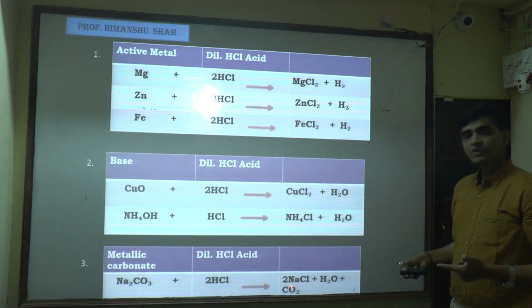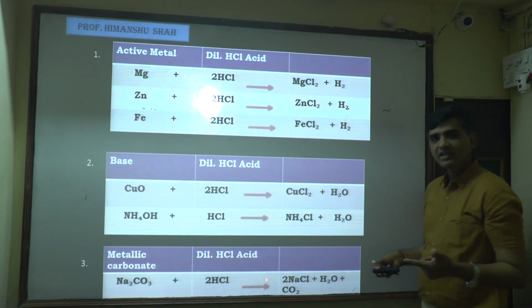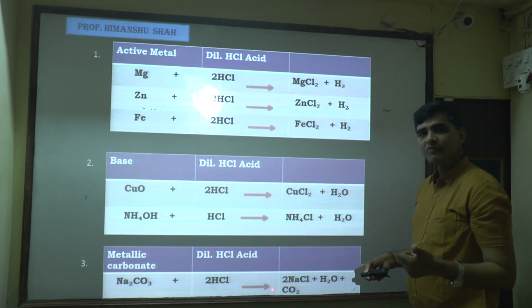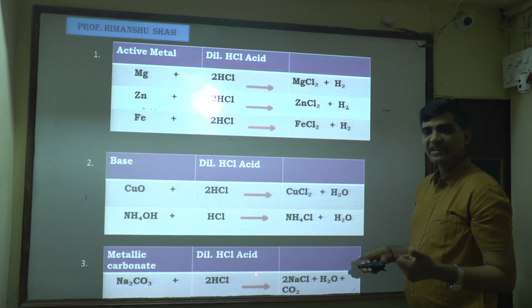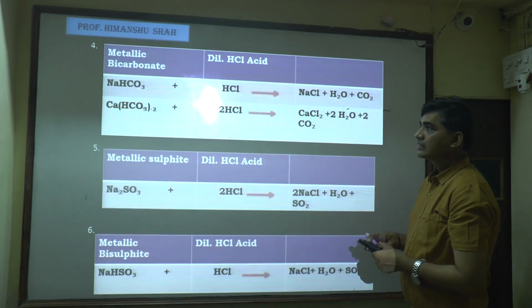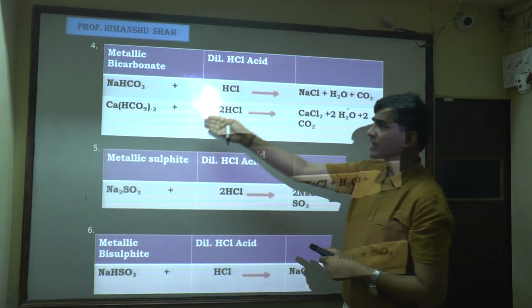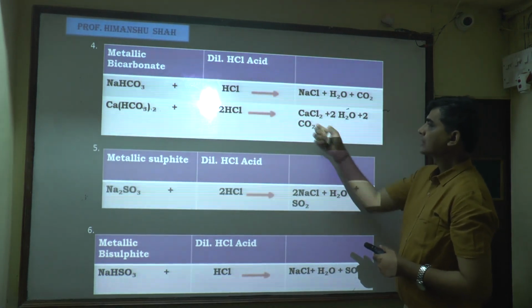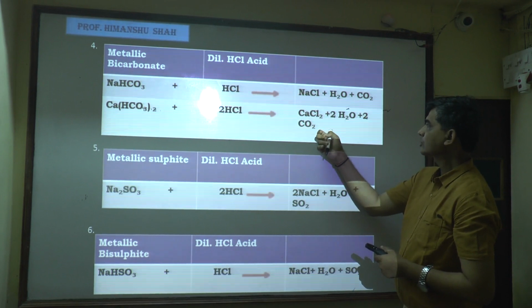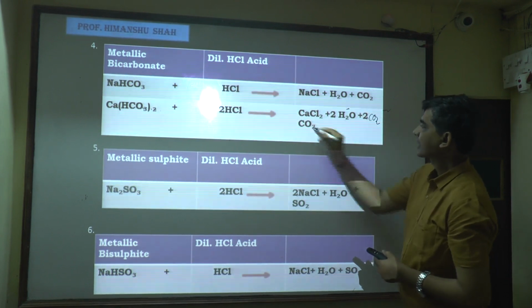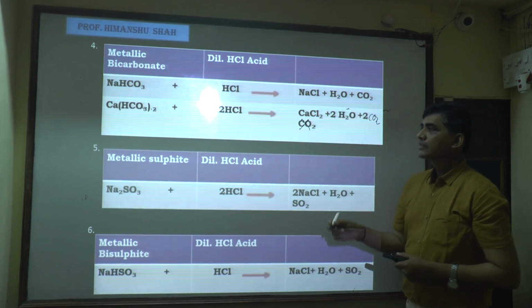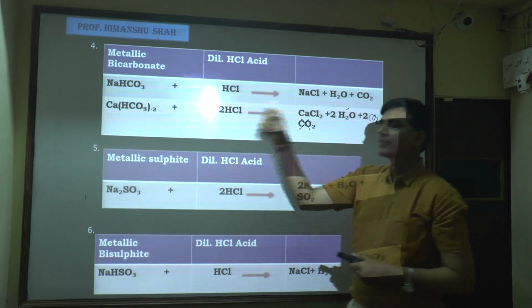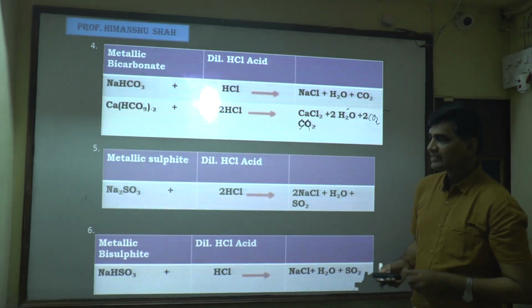CO2 is a colorless, odorless, acidic gas, turns lime water milky, with no effect on acidified KMnO4 solution. Next, sodium carbonate and calcium bicarbonate give salt, water, CO2. Here also salt, water and CO2. You can write it over here. Now, in all cases I am using dilute hydrochloric acid.